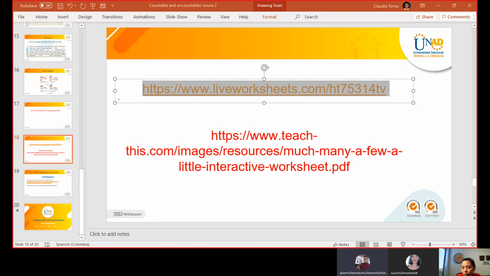What is the topic? The topic today was quantifiers for countable and uncountable nouns, but we only used little, a little, few, and a few. At the end of this session, the recording will be posted in the chat.